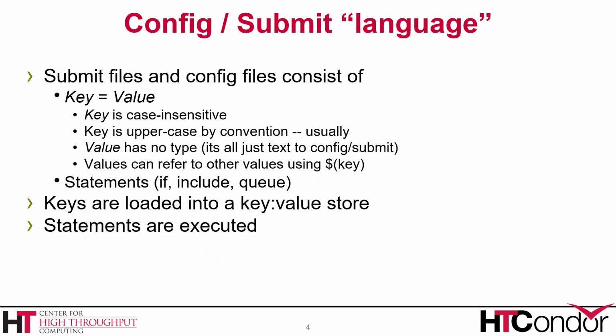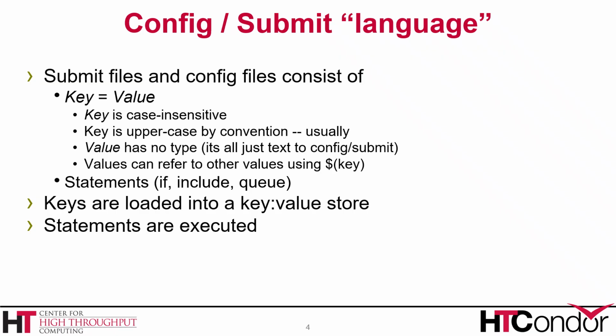The primary thing you'll see in the submit language is key value pairs, where we have a key, which is a case insensitive alphanumeric key, followed by an equals sign, optionally surrounded by space, and then some value. Although the key is case insensitive, by convention we usually write these in uppercase, where a multi-word key is separated by an underscore. But this is just a convention. You can have camel case or lowercase or whatever you want. But the standard Condor knobs, you'll usually see in all uppercase.